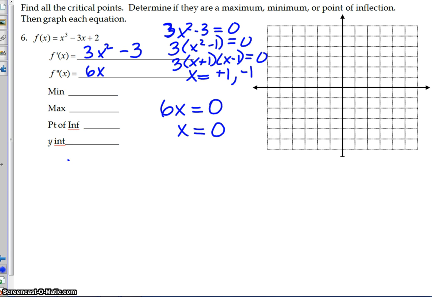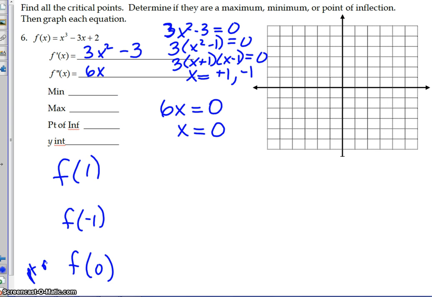All right, so what we have to do is find f of 1, f of negative 1, and we're going to want to find f of 0 for our point of inflection, because that's the one that came from our second derivative. Our second derivative gives us a point of inflection. So now, f of 1. In my head, so many times you could do this with mental math. If not, go ahead and just work it out.